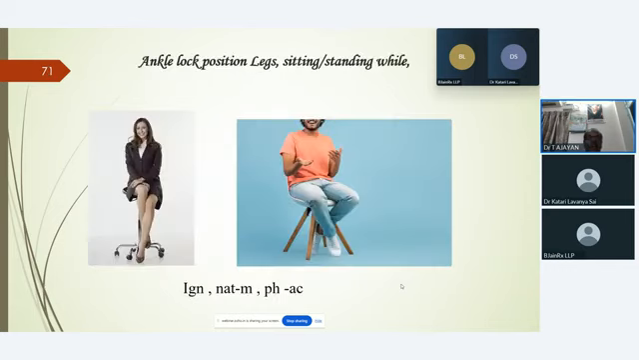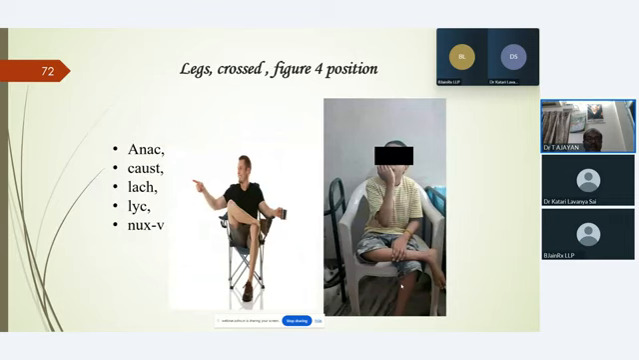Look at the angle lock position while sitting: Ignatia, Natrum muriaticum, and Phosphoric acid. Then listen, the previous video clipping, the first video clipping, had this presentation. Okay, you remember? Then crossing their legs: look, Anacardium, Causticum, Lachesis, Lycopodium, Nux vomica. In this particular autistic child, out of these five medicines, one medicine helped me to select for the management of these autistic features. Okay, I will discuss later.